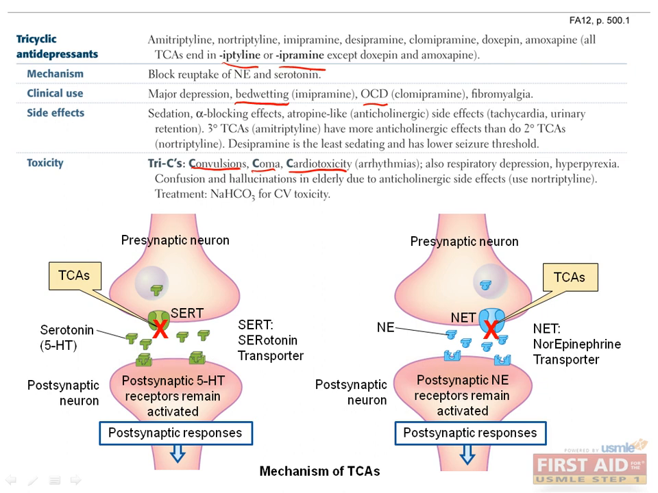TCA overdose should be treated with sodium bicarbonate. This alkalinizes the plasma and helps neutralize the active byproducts of TCAs.